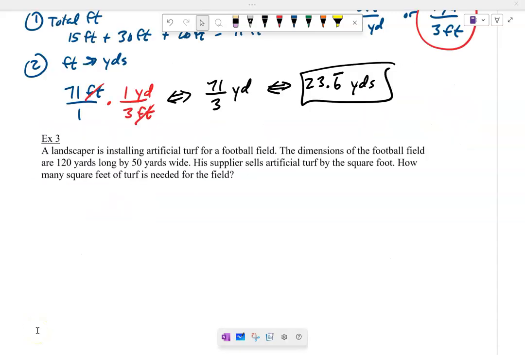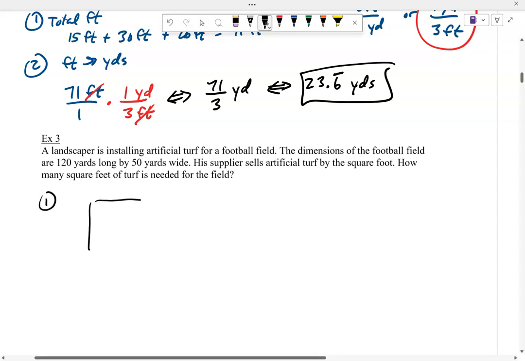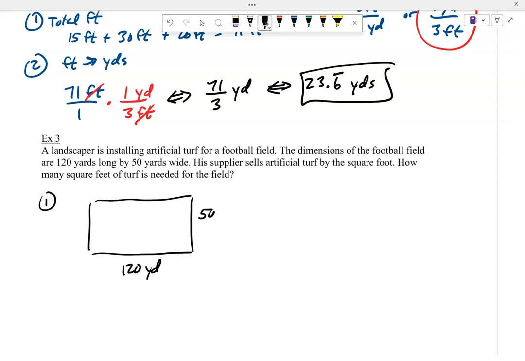So here we're putting artificial turf in, and we've got the dimensions of a football field. Let's go ahead and draw this football field. Step 1, we've got this football field, 120 yards by 50 yards wide. But the turf comes in square footage. So how many square feet is needed? Well, we could do square yards, but we need it in square feet. So let's go ahead and convert these yards to feet. So let's do the 120 yards first. Let's convert that to feet. We know there's 3 feet for every 1 yard.